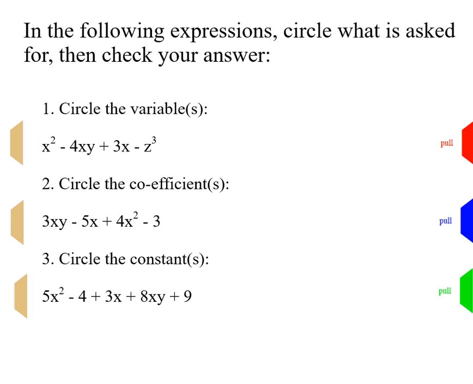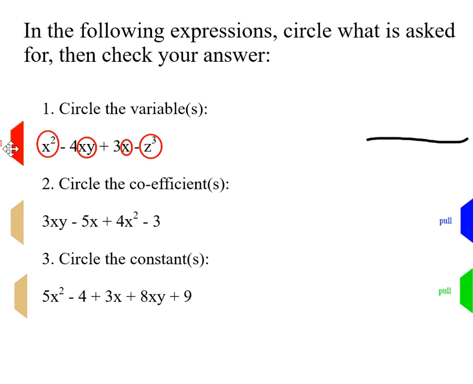Let's look at the second example. Now it's asking you to circle the variables. So you're looking for anywhere there is a letter. We're going to pull this tab across, and we're going to see there are our letters: x squared, x and y, x and z cubed.